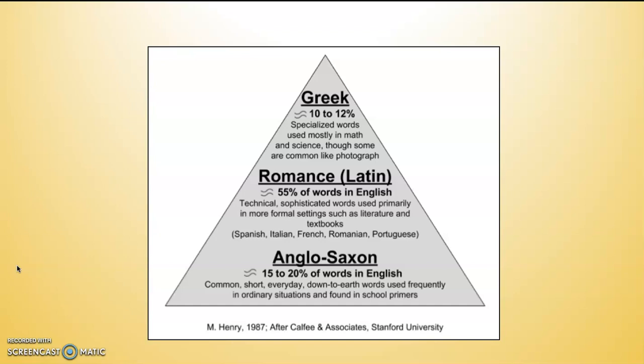And then with regard to the words that come from Latin and other Romance-based languages like Spanish, Italian, French, Romanian, and Portuguese, that's about 55% of the words in English. Yeah, we call English a Germanic language, but the reality is much of the language comes from other branches. How do you like that? And this is a lot of technical, sophisticated words that are used in formal settings, as it says there, and literature and textbooks. It's things like these. See if you've heard any of these words.